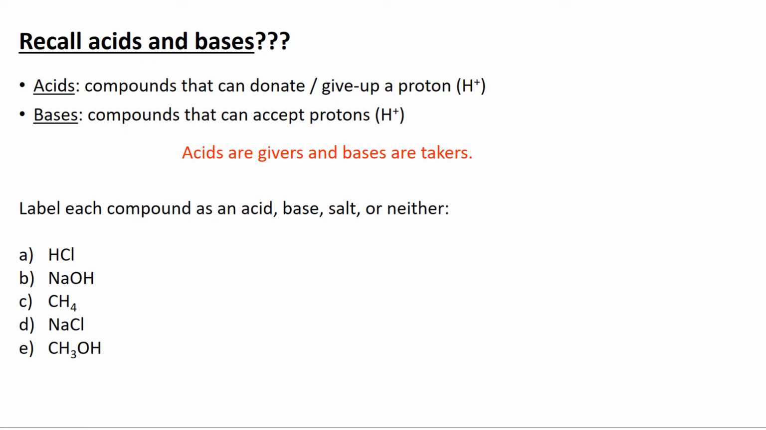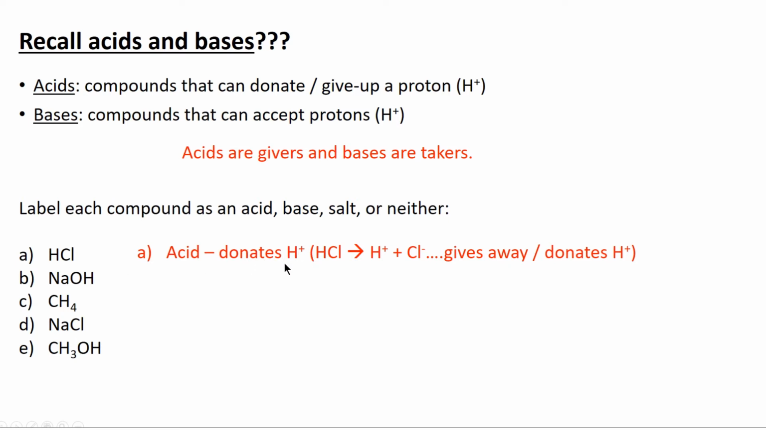So rude, so rude. So let's do some practice. Label each compound as an acid, base, salt, or neither. So let's look at A here. Is that an acid, base, salt, or neither? It's an acid. The reason being is because HCl donates H+, or it donates protons. You'll probably hear me say donates protons more often than anything else. So HCl will give up a proton and a chloride.